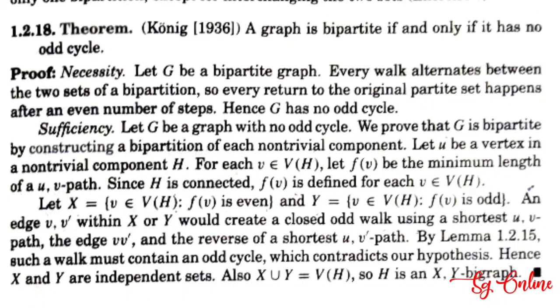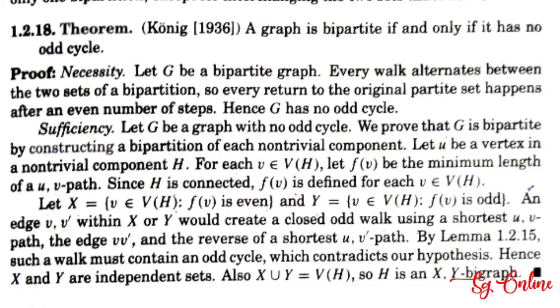On the other hand, suppose the graph has no odd cycle, and we consider any component of the graph. We fix a vertex u on that component, and we calculate the distance of every other vertex from it. We separate the two sets of vertices: those whose distance from u is even and those whose distance from u is odd. Trivially, the distance from u to u is 0, so it belongs to x.